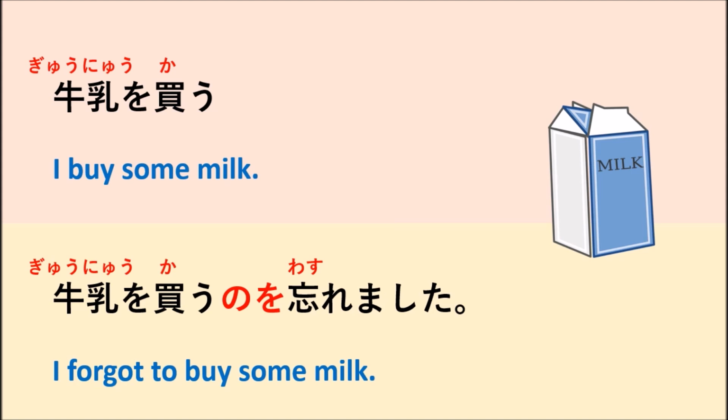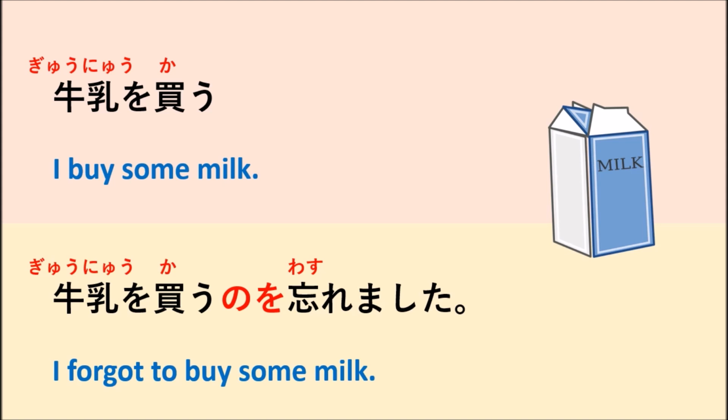Here we can translate them into English like this. If you just say 牛乳を買う or 牛乳を買います, it means I buy some milk. But if you say 牛乳を買うのを忘れました, it means I forgot to buy some milk. That means when you want to explain some situation that you want to do, you can put noO to explain. And after noO it must be a verb.